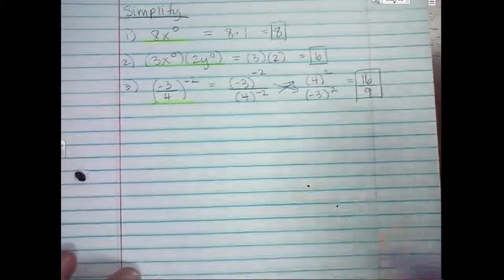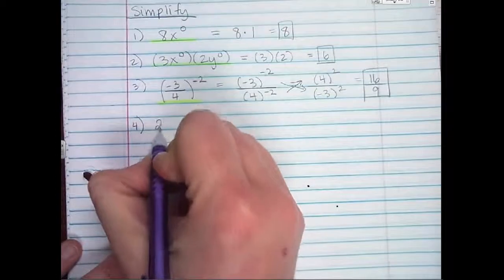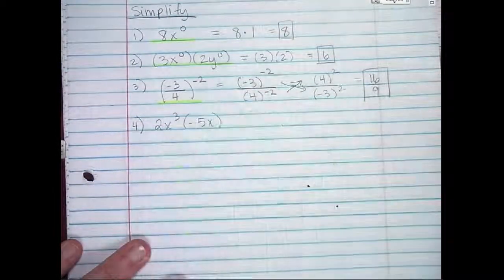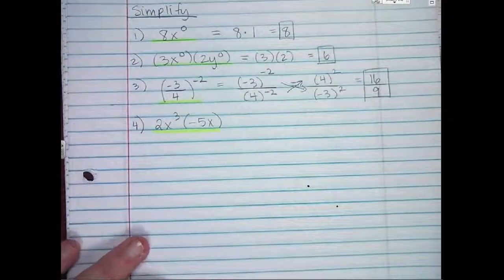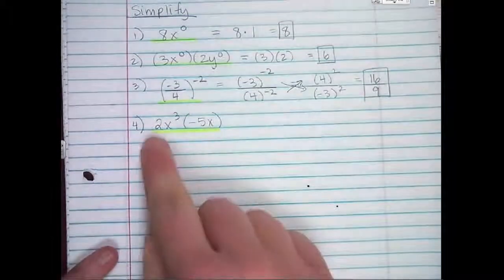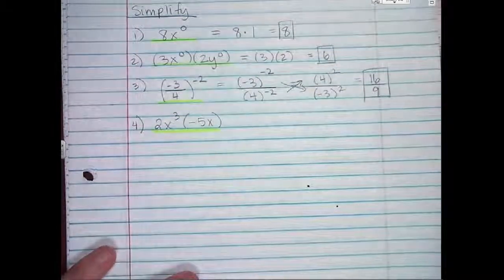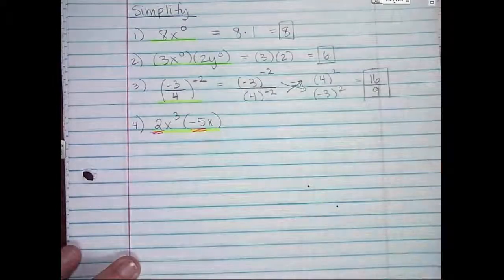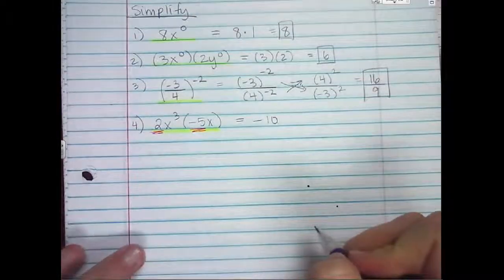Okay, so let's move into some of the kind of bigger ones. Okay, so I'm just simplifying. So here we've got a multiplication problem. I've got this thing times this thing. So you start with the numbers. So I'm going to start with the 2 and the -5, and I just multiply those together. 2 times -5 is -10.